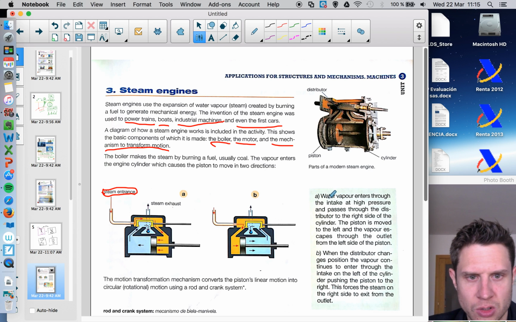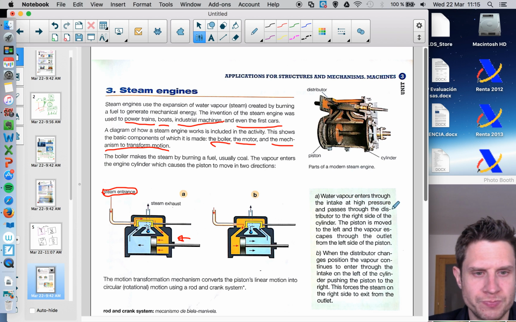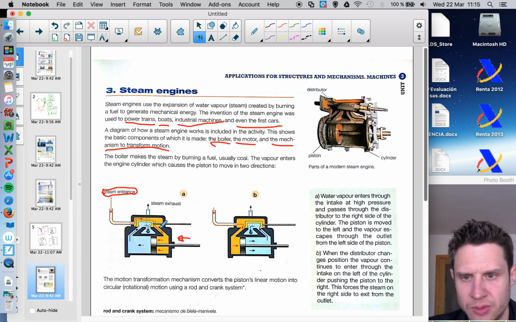First, water vapor enters through the intake at high pressure and passes through the distributor to the right side of the cylinder, the right side in yellow. The piston is moved to the left and the vapor escapes through the outlet from the left side of the piston, in this part. A steam exhaust.